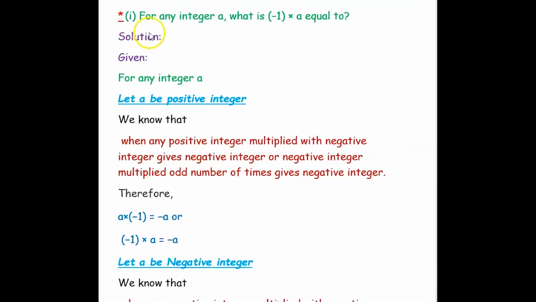In this video, we are going to see a few examples on applications of various properties of integers. Our first question is, for an integer a, what is -1 times a equal to? They have given an integer a and we have to find what -1 times a is equal to.